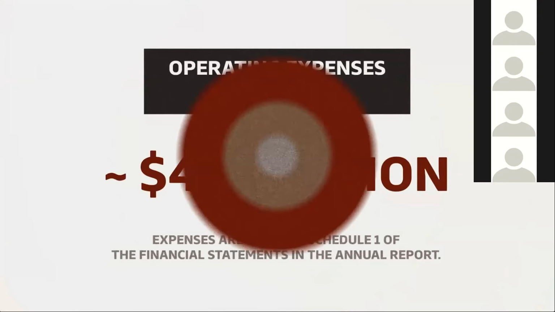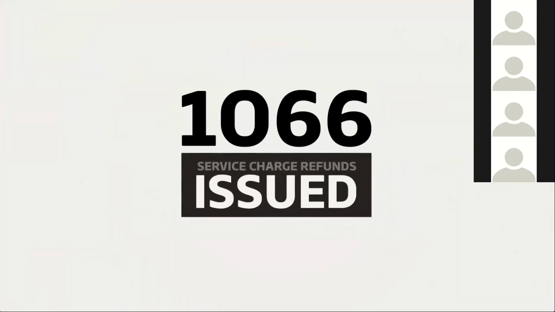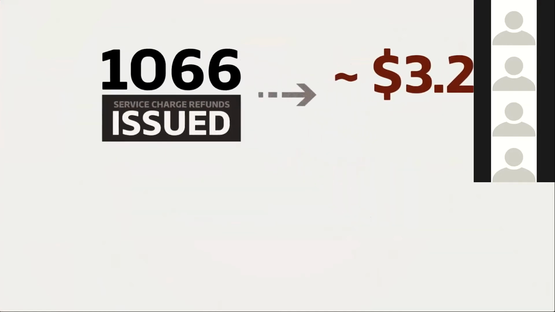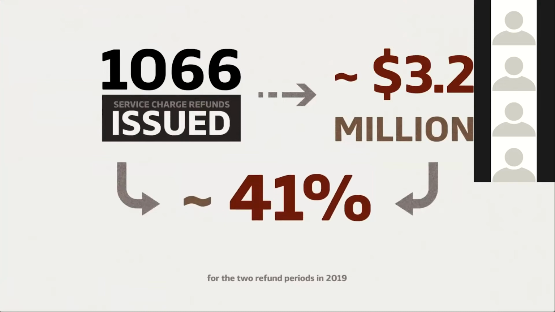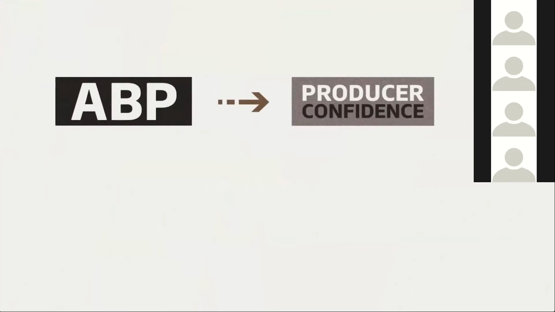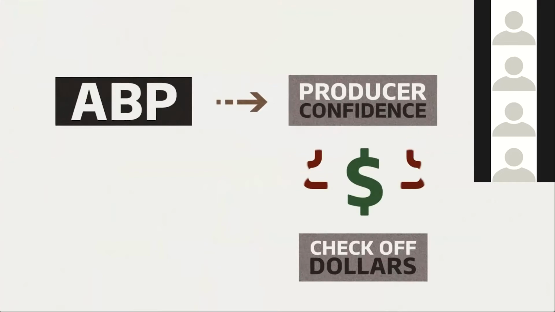ABP issued 1,066 service charge refunds for a total of approximately $3.2 million for the two refund periods in 2019. This represents roughly 41% of the service charge collected. ABP is working to improve producer confidence in our organization by demonstrating the value of the work done on their behalf with Alberta checkoff dollars.